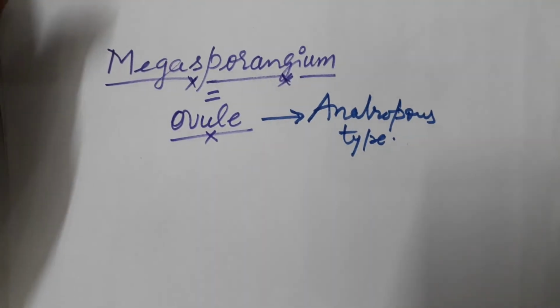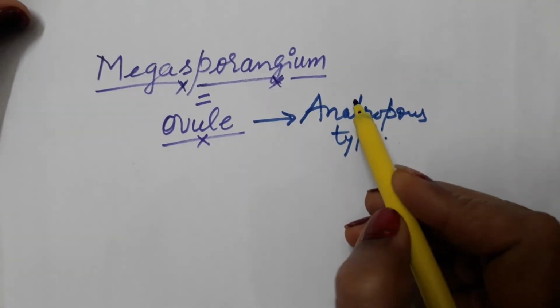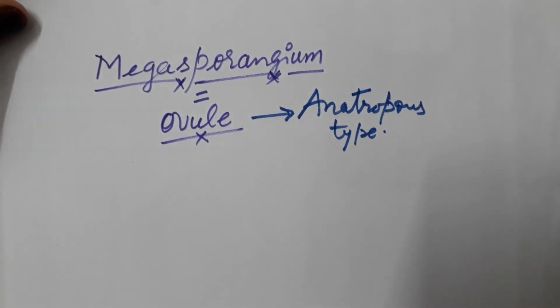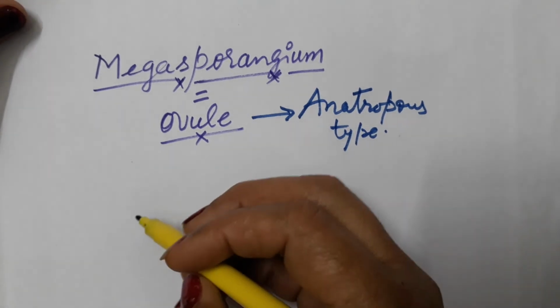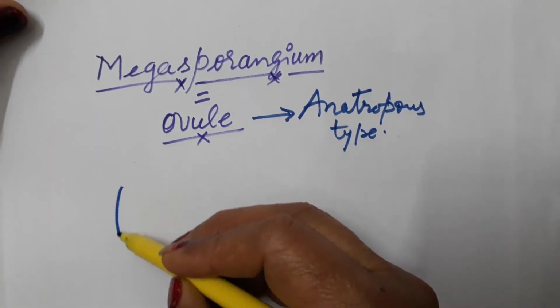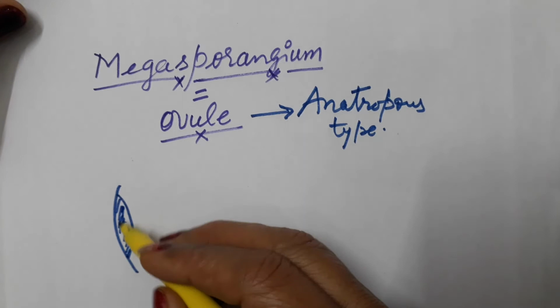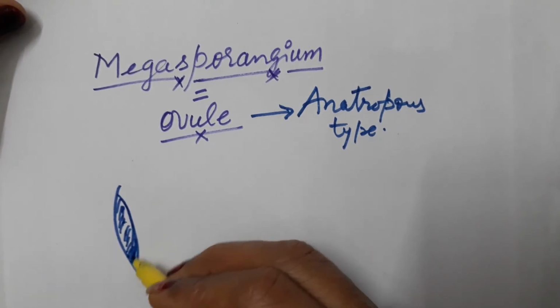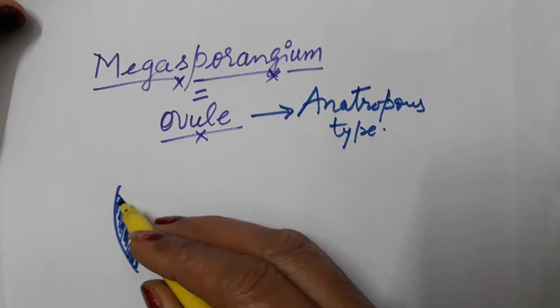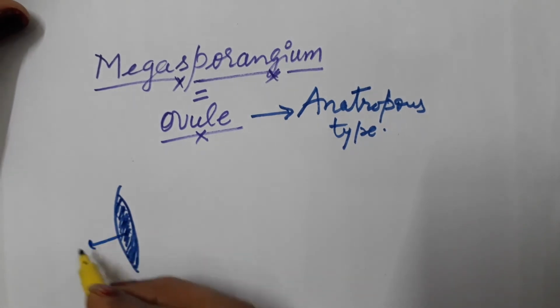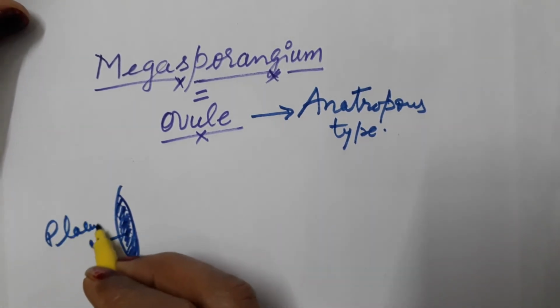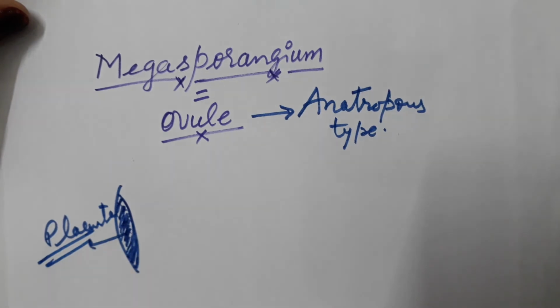What is the structure of the ovule? We call it the megasporangium also. The ovule is anatropous type in case of angiospermic plants. So this is the ovary wall on which a tissue, that is placenta, is present, and on this placenta lie the ovules. This is the placenta on which ovules are attached.